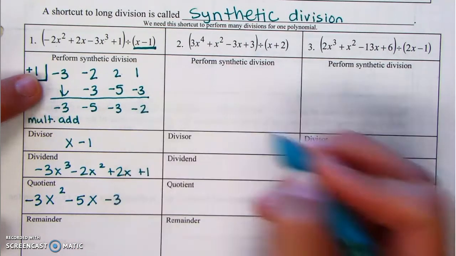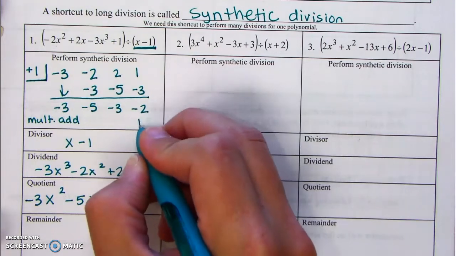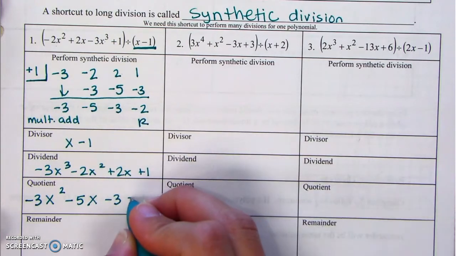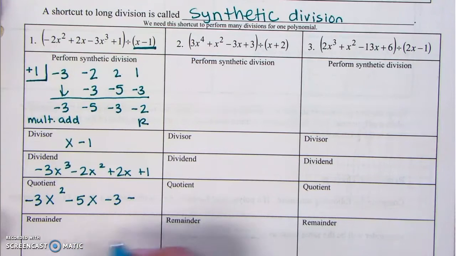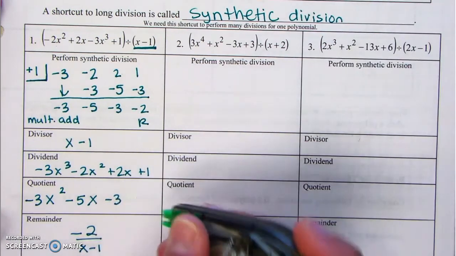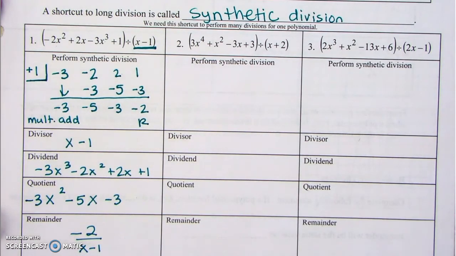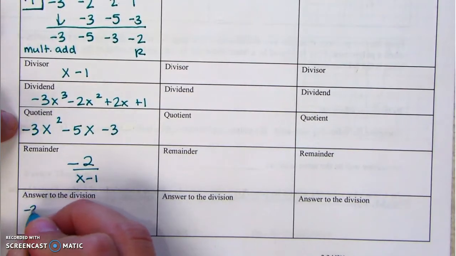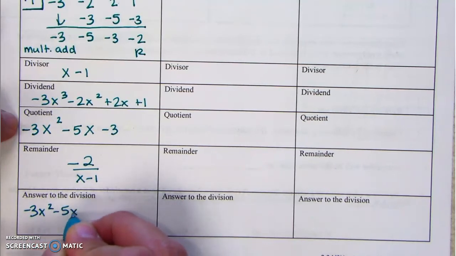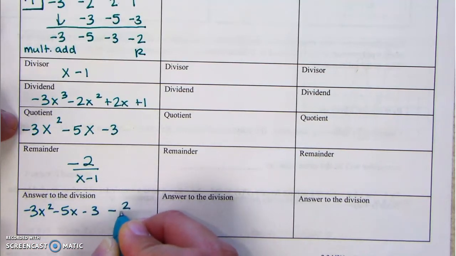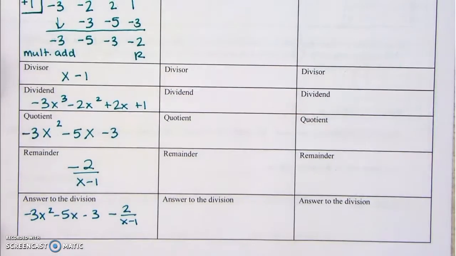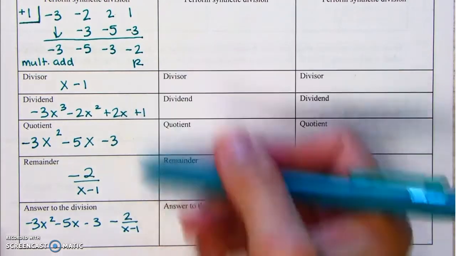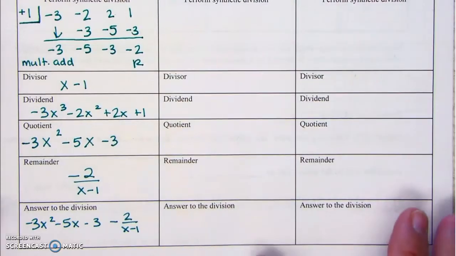What do we do with this -2? That's our remainder. So we're going to write, what does it say down here? Remainder is -2 over x minus 1. So the answer to the division would be the quotient with the remainder, -2 over x minus 1. This is for understanding, but this is all the fun up here.